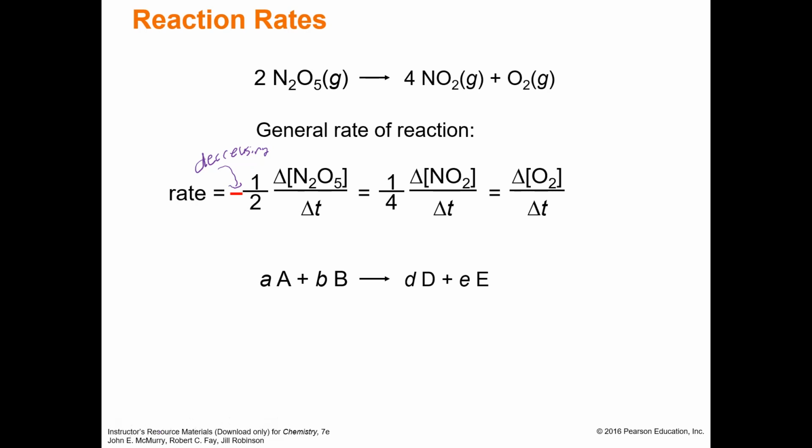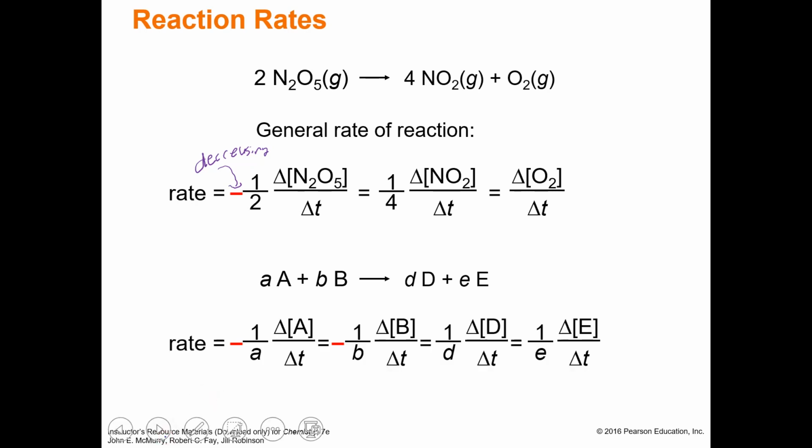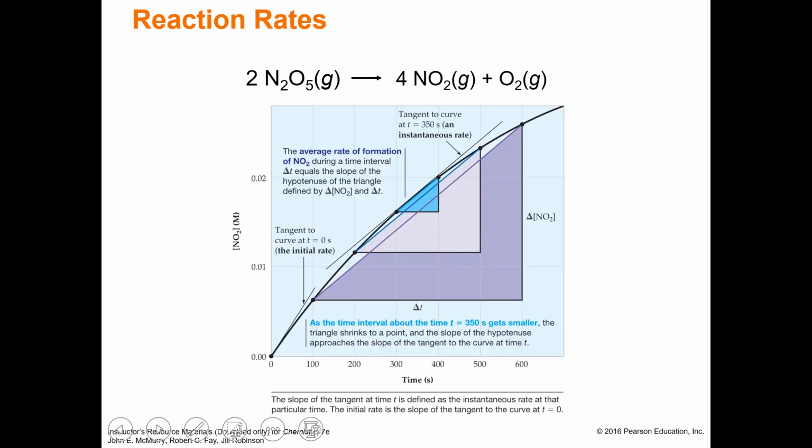If we do this in terms of a generic reaction, the reactants will always have a negative sign in front of them, and the products will always be positive, and the coefficients are always one over the coefficient. We can look at this in graphical terms as calculating the slope, which is essentially the tangent of a small part of the curve. If we look at a small part of the curve, we can look at the rate at that particular point in time.